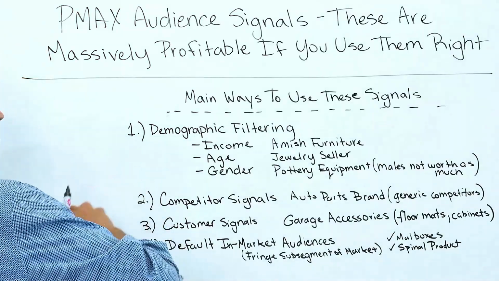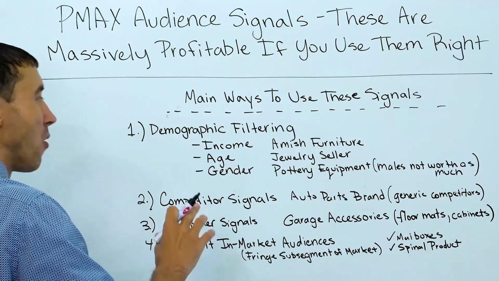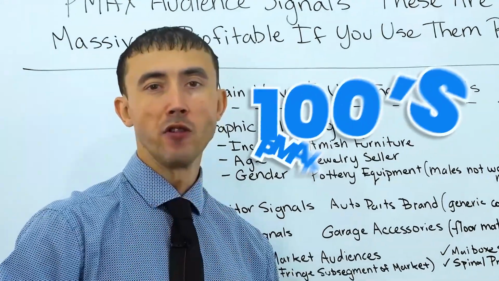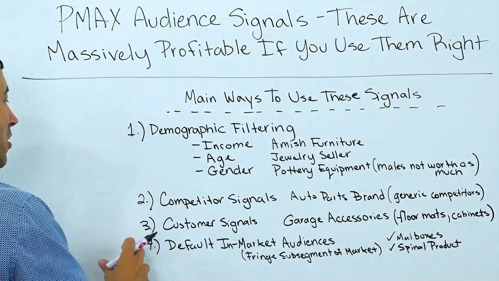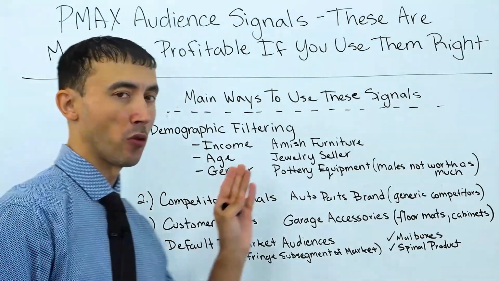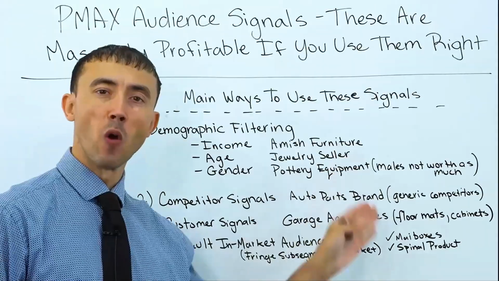I'm going to go through the 4 key different categories that I know, after running hundreds of PMax campaigns, work the best in terms of signals that you're going to add to your PMax campaign. I'll go through them one by one, starting with the most useful ones and then working my way down the list.